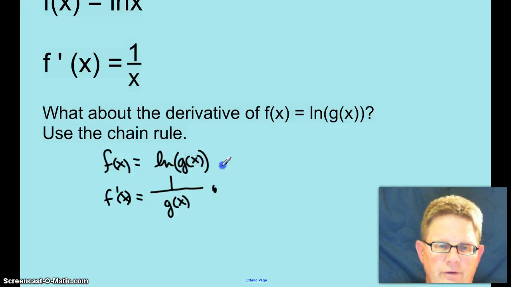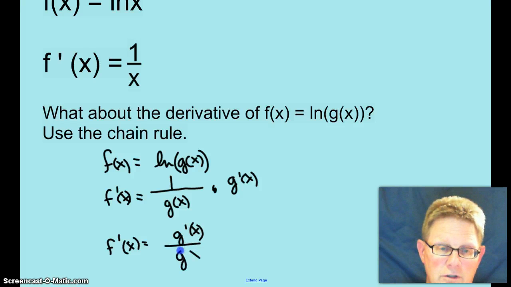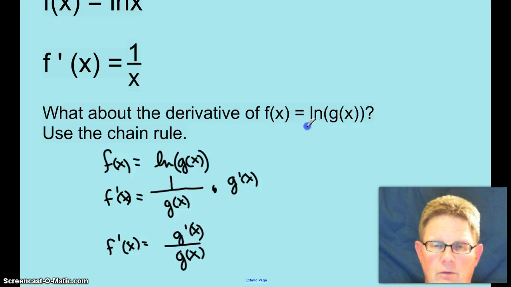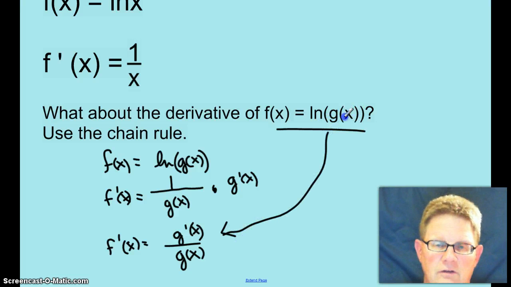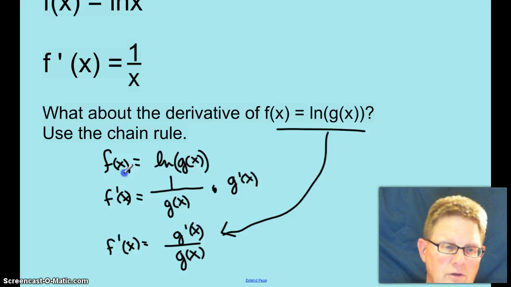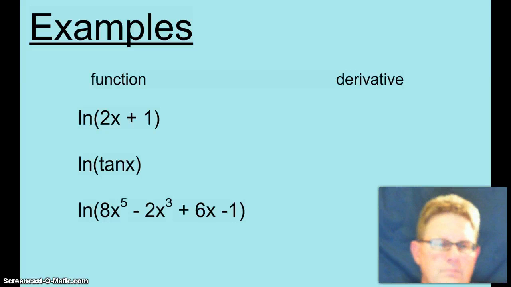What's the derivative of the inside function? G prime of x. So f prime of x, the derivative of ln of g of x, is g prime of x over g of x. That will always be the derivative of ln of g of x: the derivative of that inside function over the inside function. Alright, let's go ahead and put that into practice.